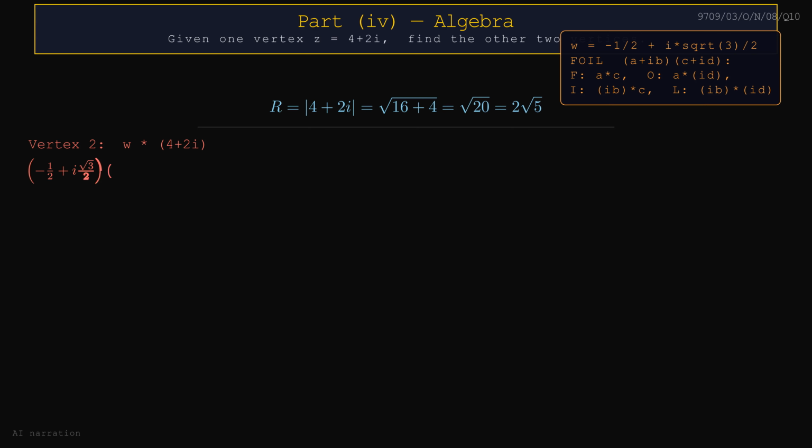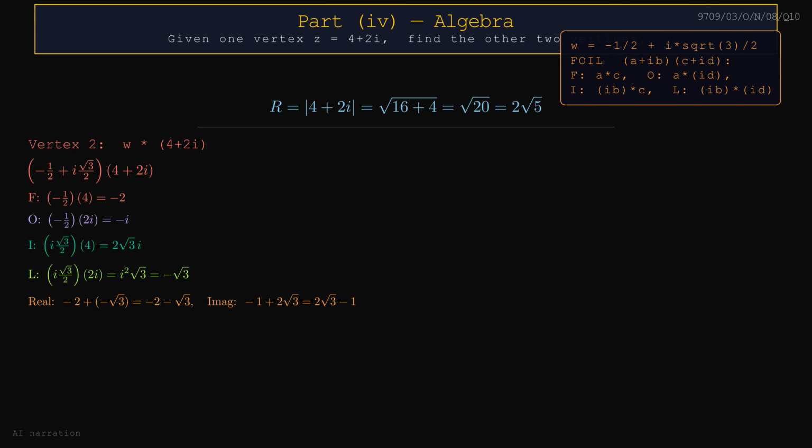Vertex 2: multiply W by 4 plus 2i, using FOIL step by step. Real part: minus 2 minus root 3; imaginary part: 2 root 3 minus 1. Vertex 2 is minus 2 minus root 3 plus (2 root 3 minus 1) times i. Keep vertex 2 on screen while we find vertex 3.